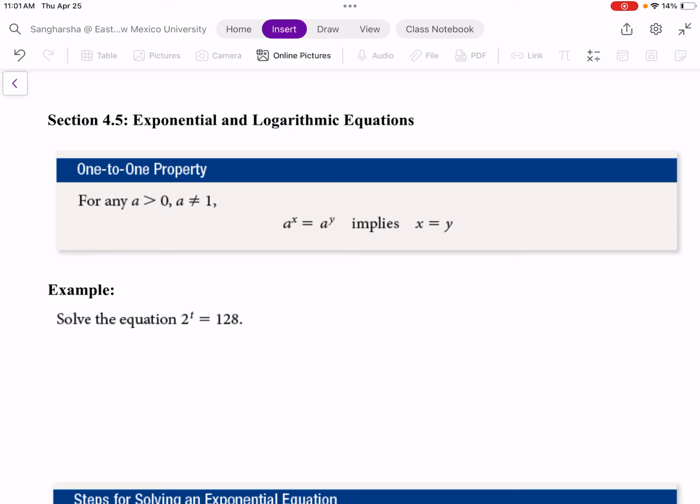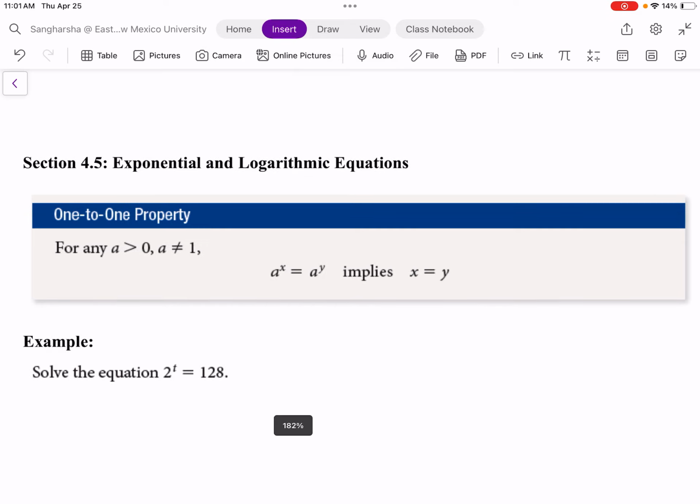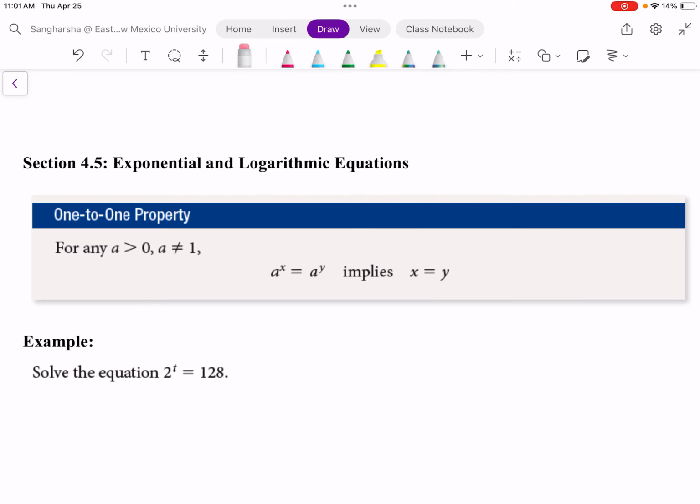When we are solving an exponential equation, the very first method is that we try to make the same base on both sides. For example, here we have a to the power x, which is the exponential form, and we have a to the power y. Both of these exponential expressions have the same base, right? And if you have the same base on both sides, then you can write their exponents equal to each other.